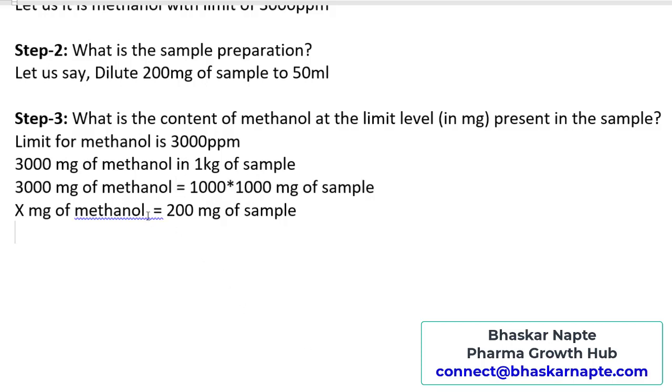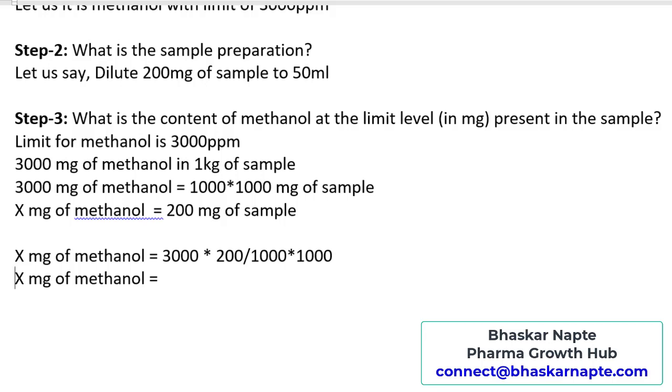So we got two different equations. The first one is 3000 milligram of methanol is present in 10 lakh milligram of the sample. And X milligram of methanol will be present in 200 milligram of the sample. So will I be able to calculate the X milligram of methanol right now? And here is the way. X milligram of methanol will be, just do the cross multiplication, 3000 into 200, divided by 1000 into 1000. Okay, so I need to put one more zero over here.